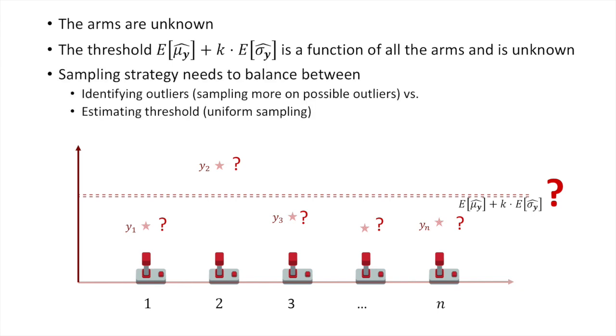The sampling strategy needs to balance between efficiently identifying outliers and accurately estimating the threshold. The former requires to sample more on specific arms that are close to the threshold, while the latter favors to sample all the arms uniformly.